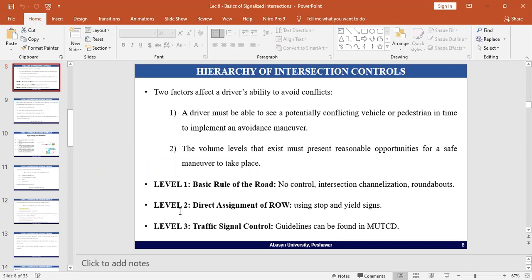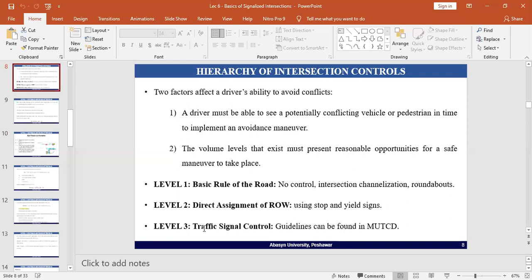As the maturity level of a society reduces, you will have to move towards level 2 and level 3. In level 2 you are using stop and yield signs, and in level 3 you use traffic signal control. Now level 3 doesn't mean that traffic signal control represents an immature society. No, I don't mean that.